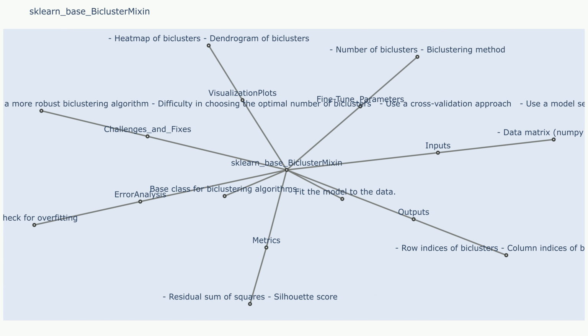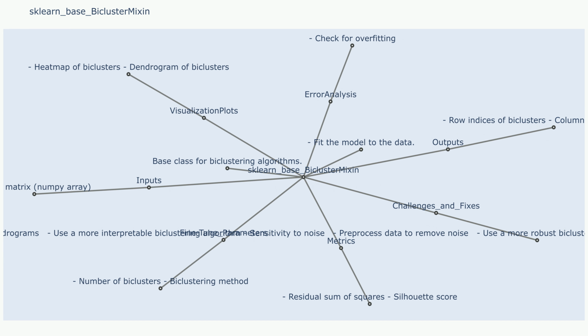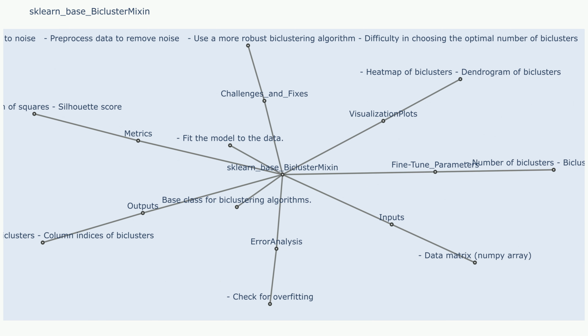Uncertainty methods. Bootstrapping. By resampling the data with replacement and performing biclustering on each resampled dataset, we can estimate the variability of the biclustering results and assess the uncertainty associated with each bicluster.